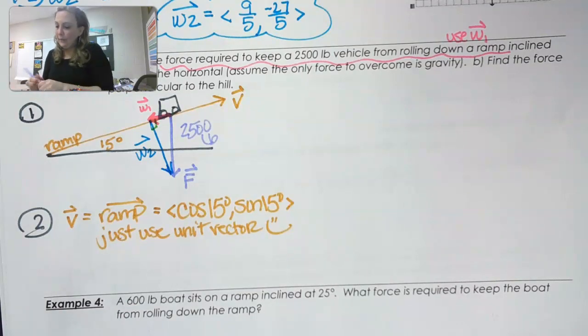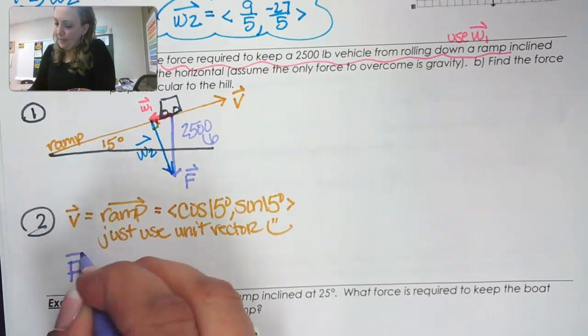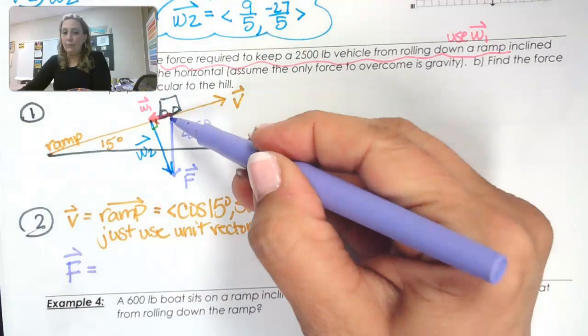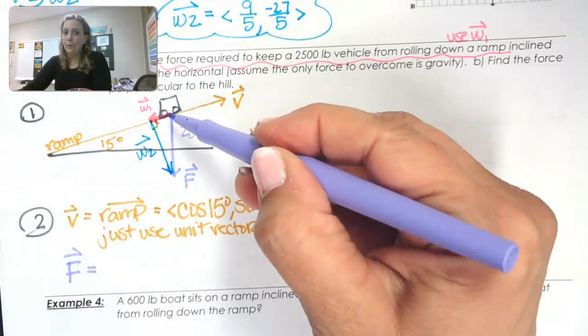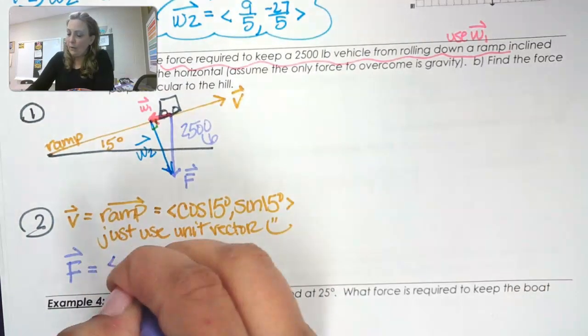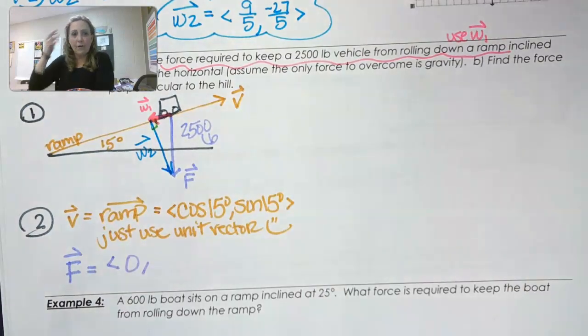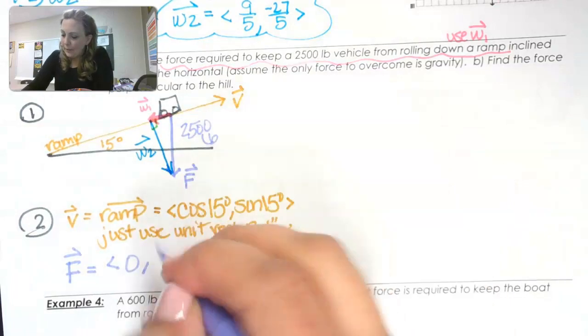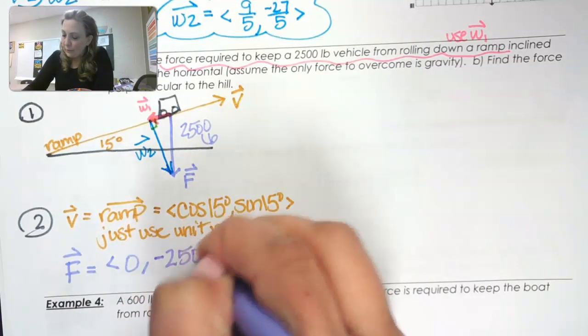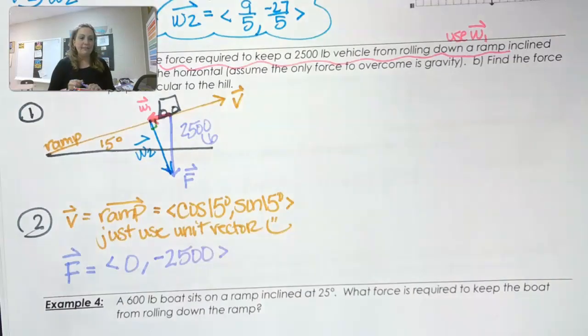Okay, so then the other thing we knew was F, the force. And we can tell what those components are going to be. We're not moving left or right at all, so the horizontal component is 0. And the force that's going downward means that the vertical component would be negative 2,500.